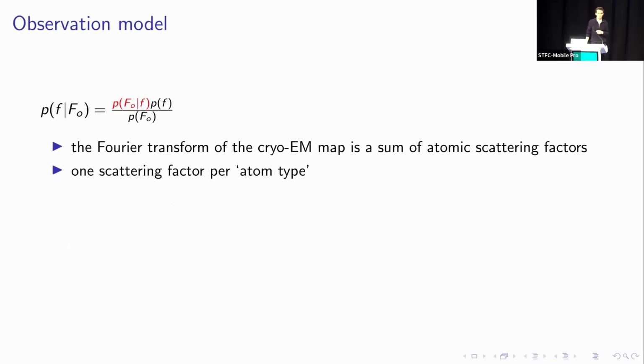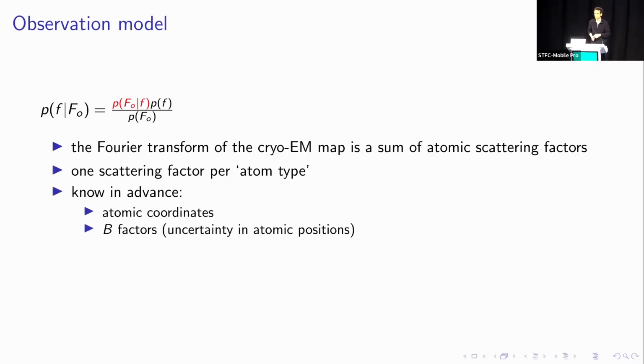So I'll go through the observation model and the prior in turn. Our observation model is based on the weak phase approximation and on the independent atom model. So the Fourier transform of the cryo-EM map, that's the part that's due to the weak phase approximation, we say is a sum of atomic contributions. But now, instead of having one scattering factor per element, we're going to have one scattering factor per atom type. I'll talk a bit later about what I mean by an atom type.